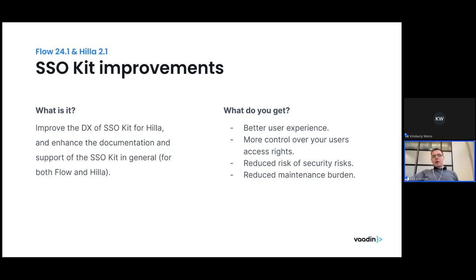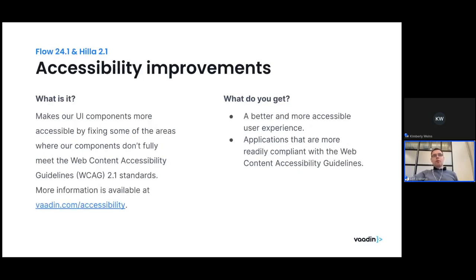Final thing that we are working on and getting ready for Flow 24.1 and Hilla 2.1 is another round of accessibility improvements for the UI components. So we did one round of this already for Vaadin 21 or 22 or something like that. And now we're doing one more pass, basically going through all the findings. We had some consultants, experts in accessibility, review all our components, and we got a long list of things that could be improved. And now we are making a bunch of those improvements.